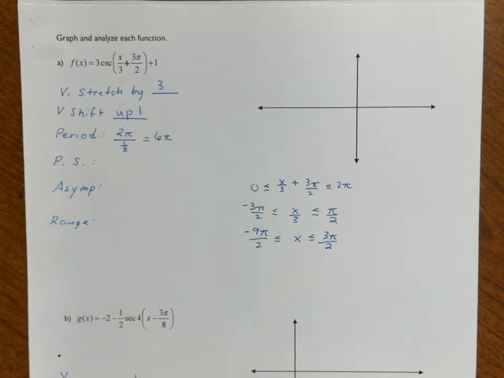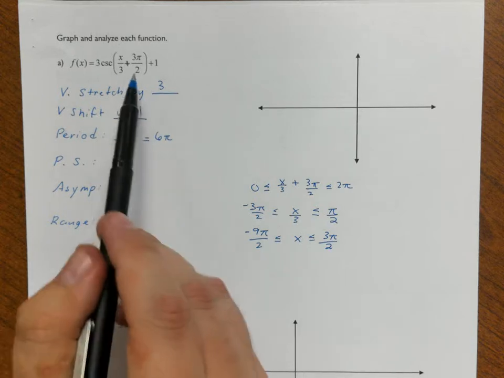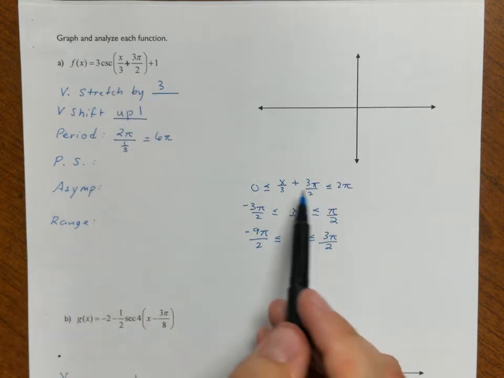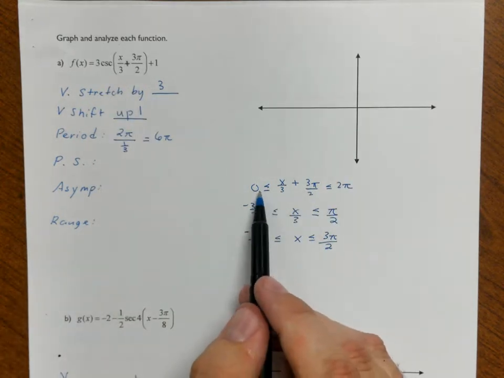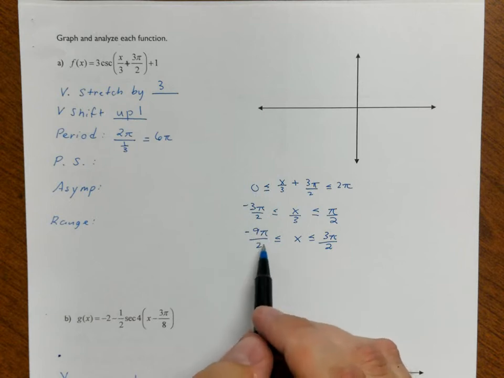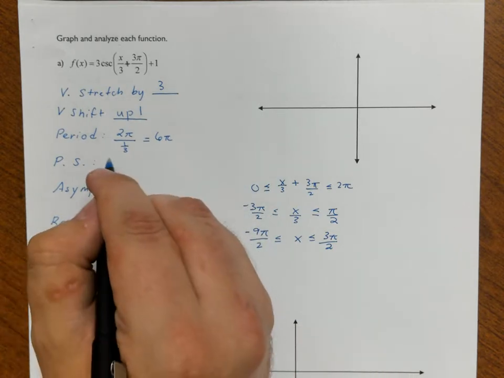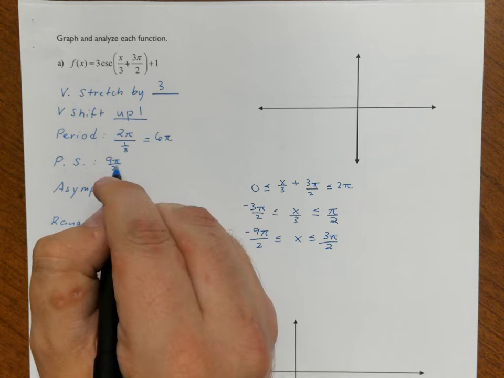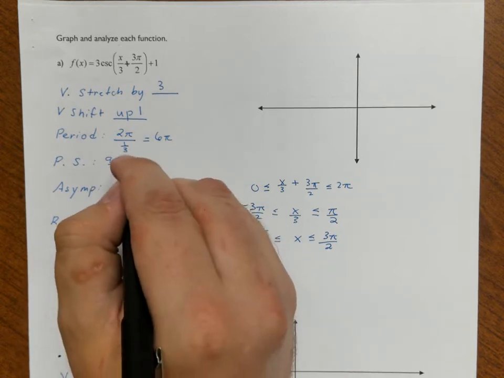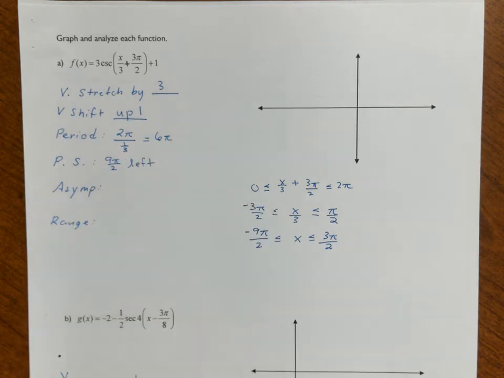Now, my phase shift, as I said, is found by setting the argument of your function to 0 and solving, which means right here, this number on the left tells me my phase shift. My phase shift is 9 pi over 2. Since it's negative, it will be to the left. Okay. Asymptotes, range, I will find those once I have my graph.